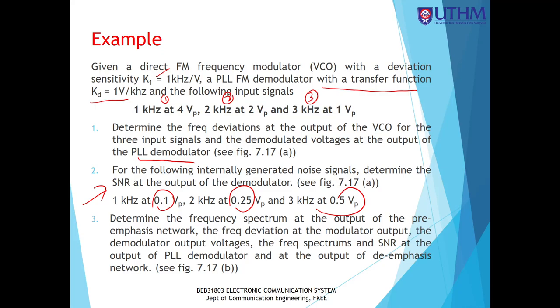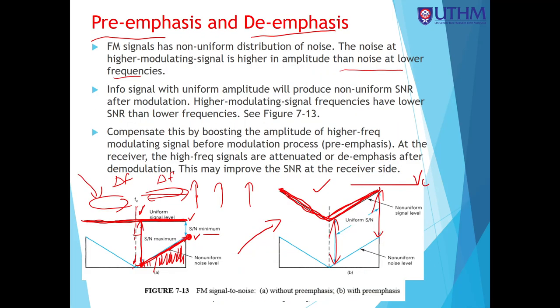So last week, we stopped at this example regarding the pre-emphasis and de-emphasis process. As I explained last week, pre-emphasis is done in the transmitter, before the modulation process. So pre-emphasis means that we increase the amplitude of the signal prior to the modulation process, and de-emphasis is a process that happens in the receiver where we reduce the amplitude of the signal after the demodulation process.